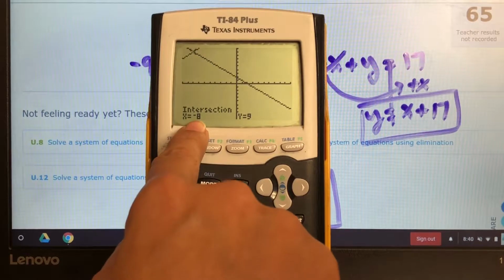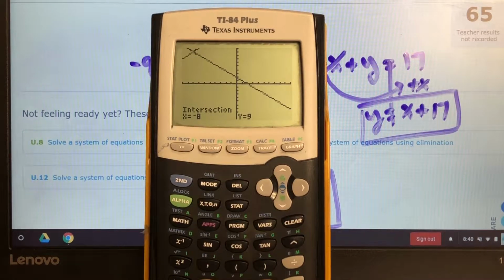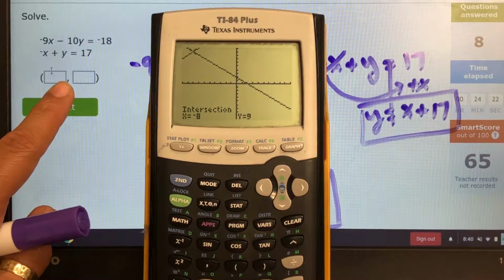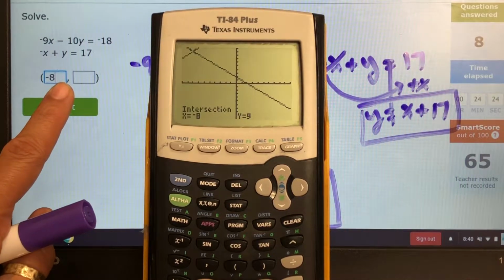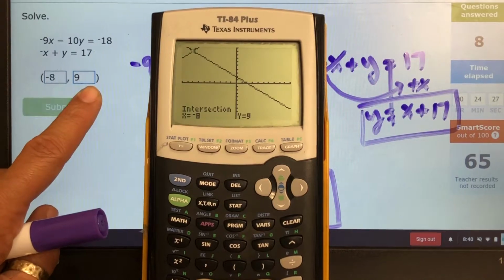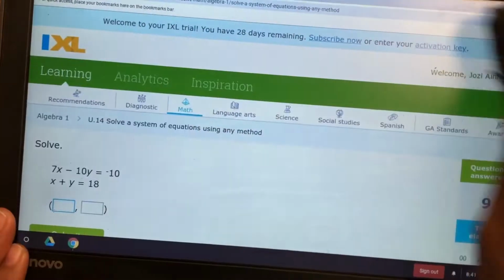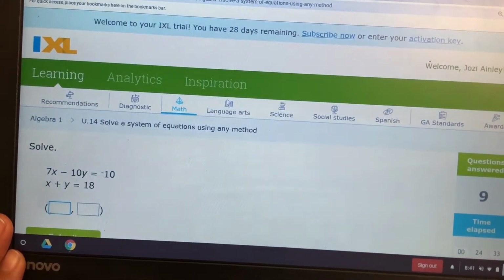The intersection is -8 and 9. -8 and 9. So you put that answer in there. And you can always check it by plugging it in. x is -8 and y is 9. Okay, so that's what we're going to do from now on, because the calculator makes it easy for you.